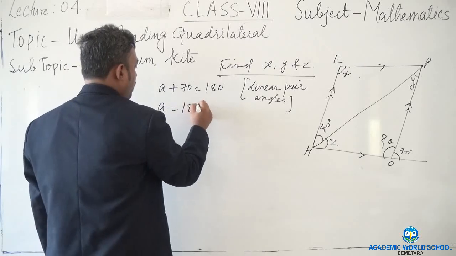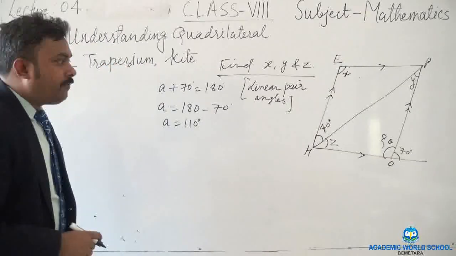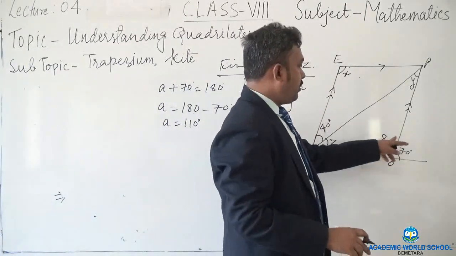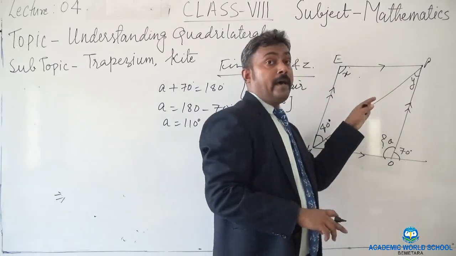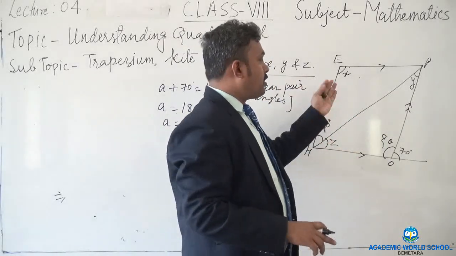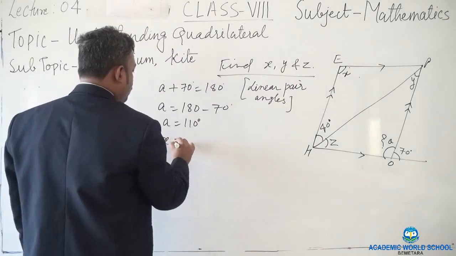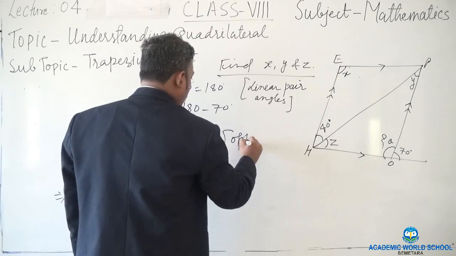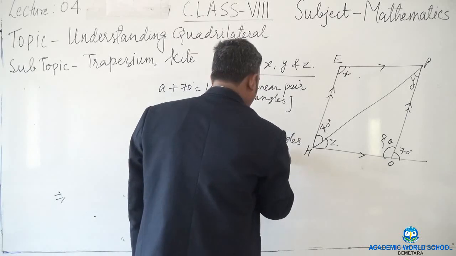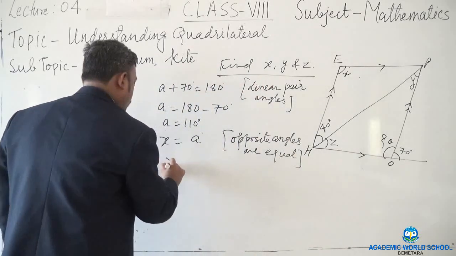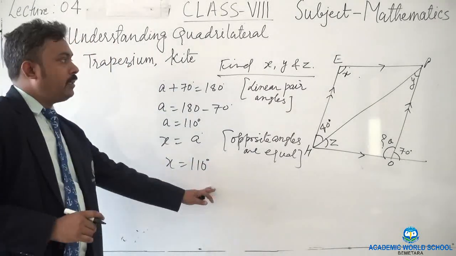So A equal to 180 minus 70, so A equal to 110. If A equal to 110, then this angle A will be equal to angle X, because we just studied the property of parallelogram that opposite angles of a parallelogram are equal. So X will be equal to A. Opposite angles are equal. So A will be 110 degree, right? A will be 110 degree.